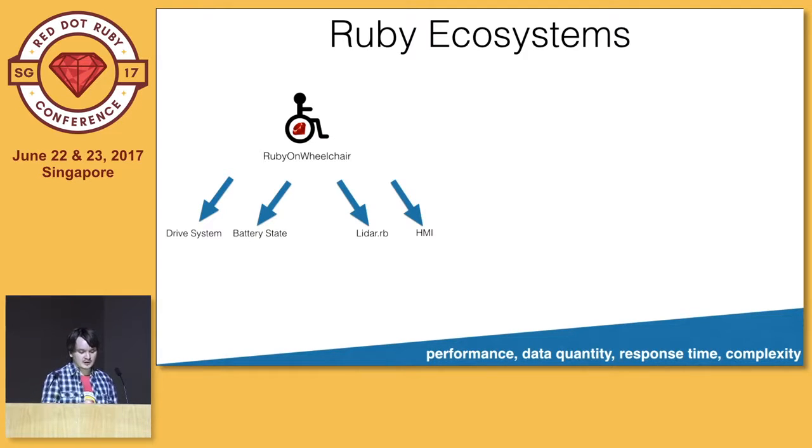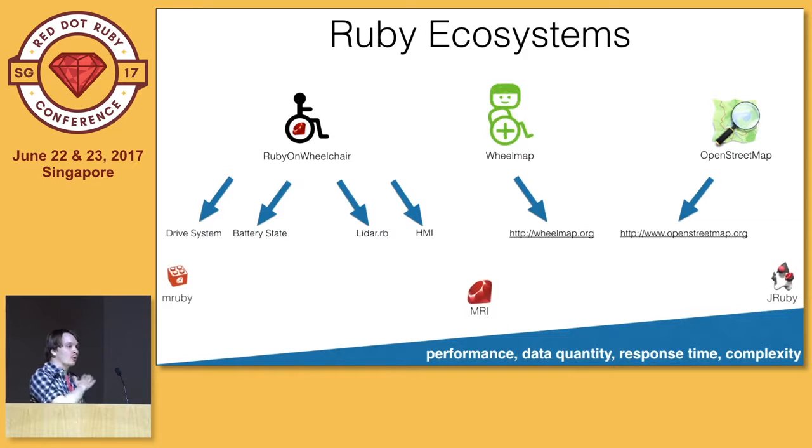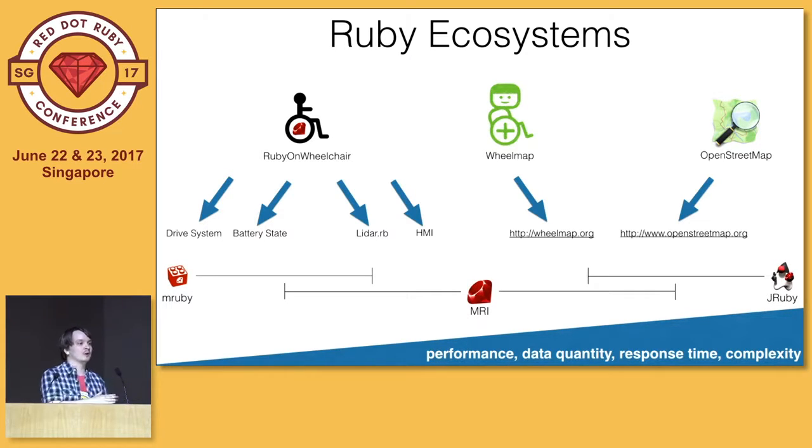Then you go further and you have Ruby applications like Wheelmap and Openstreetmaps, which have a huge amount of data because Openstreetmaps wants to categorize the whole world. So the complexity level is different. But as a matter of fact, today we can solve our problems on all these levels with Ruby.